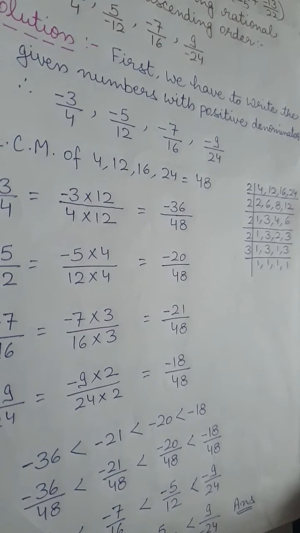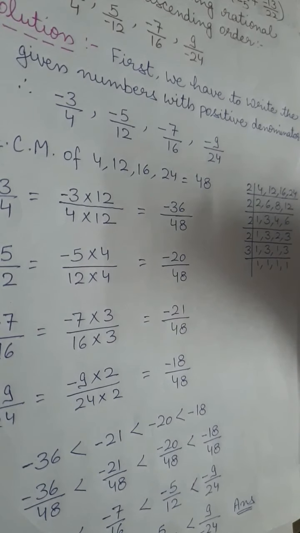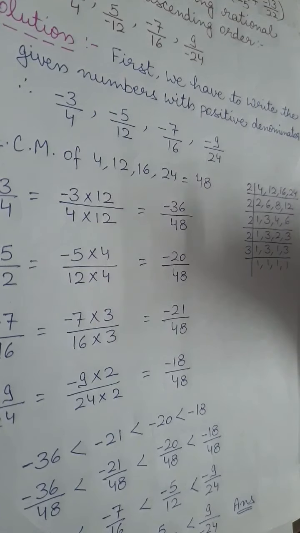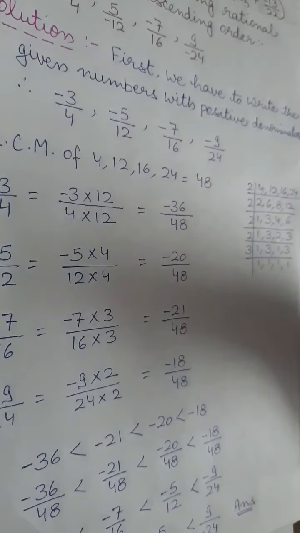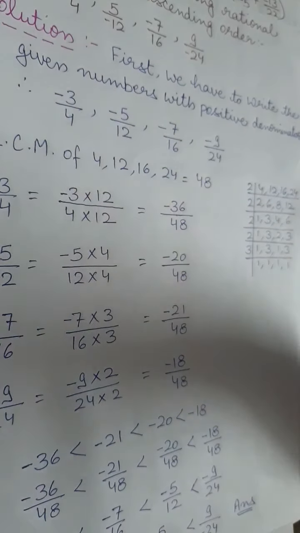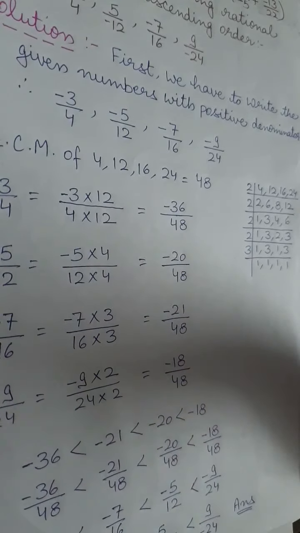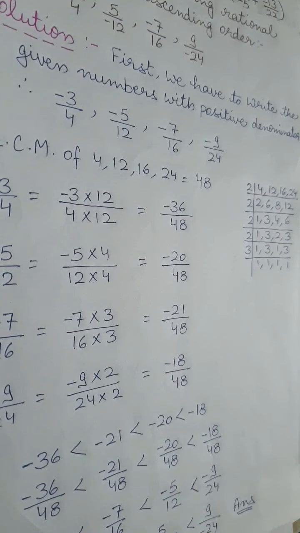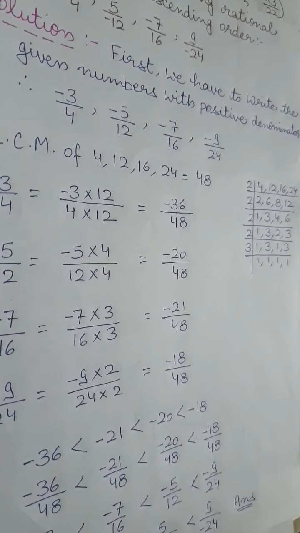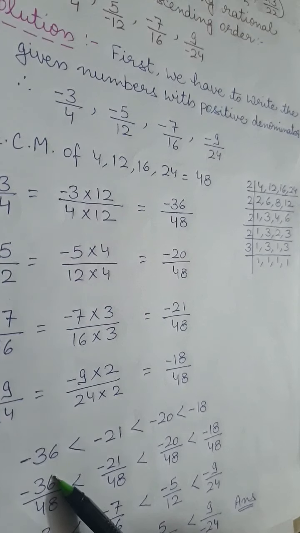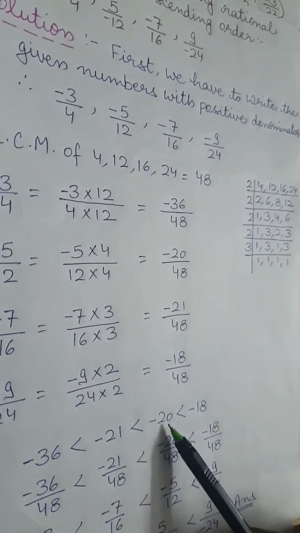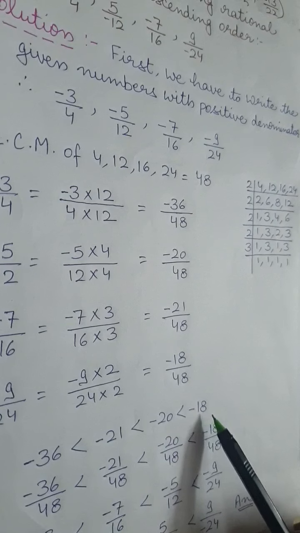Now again we have negative numerators. Negative numerators, what you have to learn? That the number smaller always represent the greater. जो smaller होता है, जैसे -1 है, वो सभी नेगेटिव नंबर से ग्रेटर होगा. फाइन. नाउ कंपेयर -36, then -21, -20 and -18.